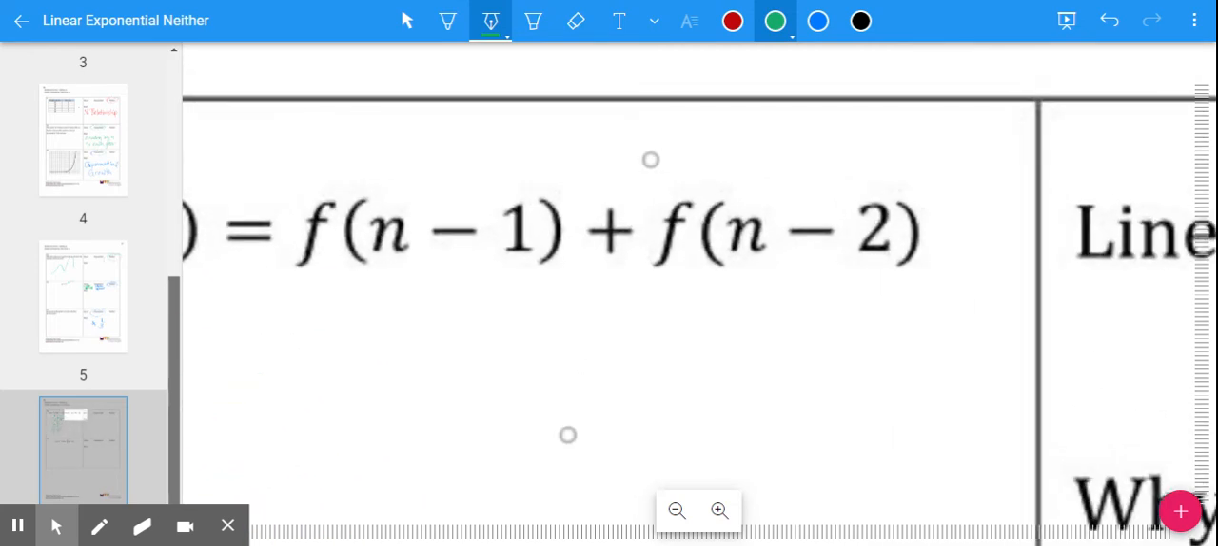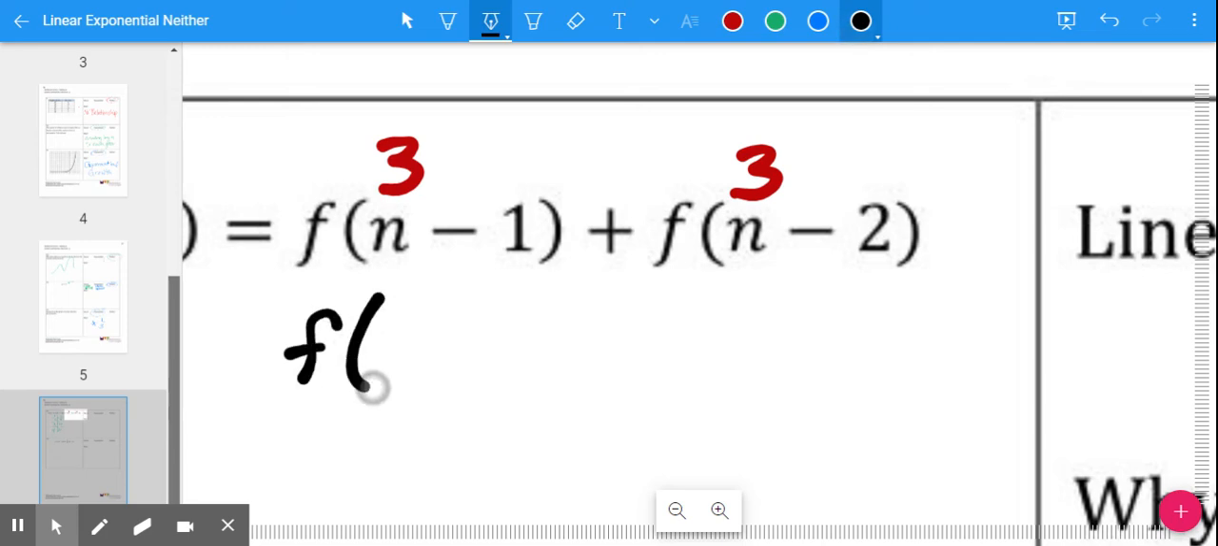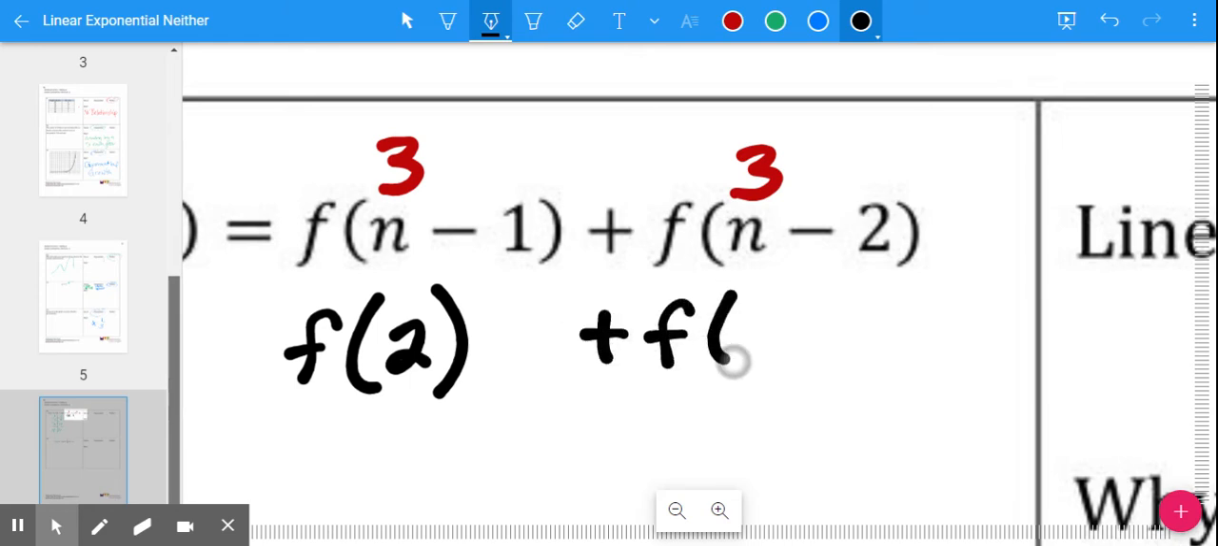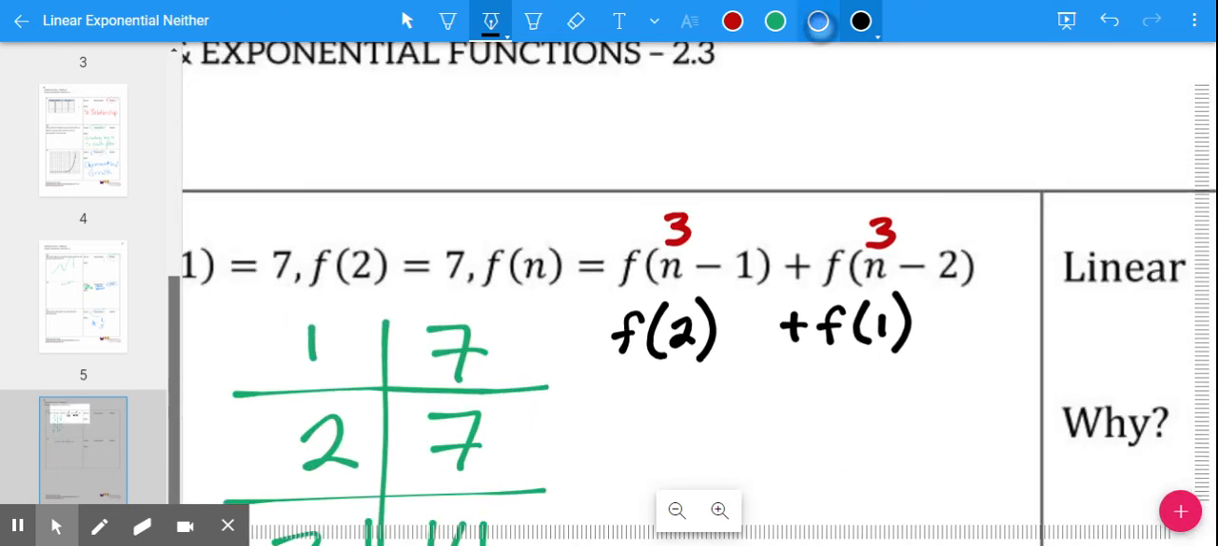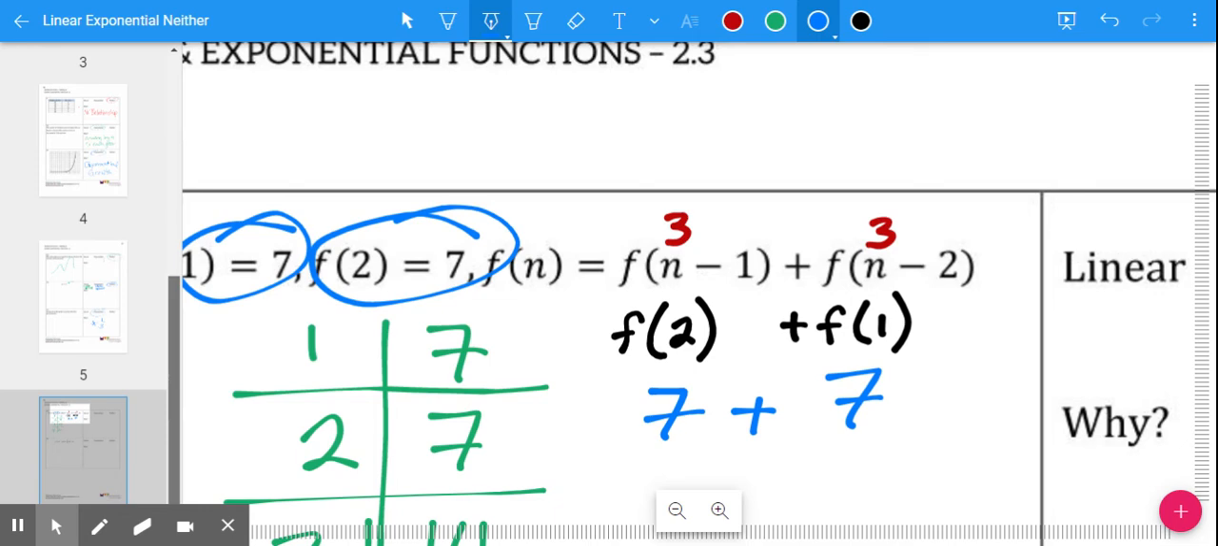And the way I know that this means to add the previous terms is if I'm looking for the third term, I plug in a 3 for n. So this tells me f of 3 minus 1, which is f of 2. And then this one would be f of 3 minus 2, which is 1. And then over here, it lets us know that our first term is 7, and our second term is 7. And that comes straight from these over here. Second term, 7, first term, 7. And 7 plus 7 is 14, so that would be your third term.